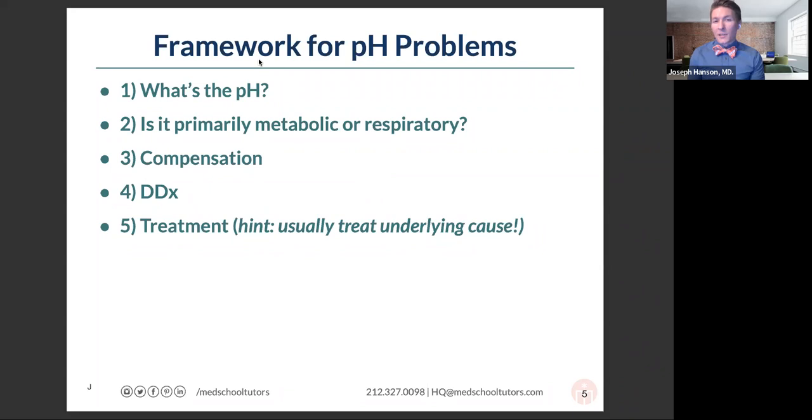Finally, after you've determined the problem, then you can start doing the clinical thing. Is it diabetic ketoacidosis, or is it somebody who's repetitively vomiting? You can start to assess why they have the problem. And the important reason that we're going to figure that out, especially in step 2, is because the solution is always to treat the underlying diagnosis.